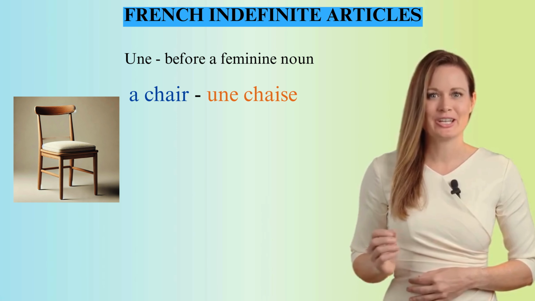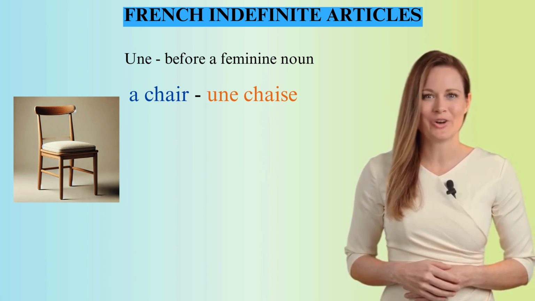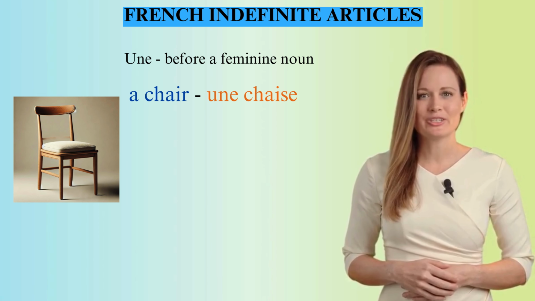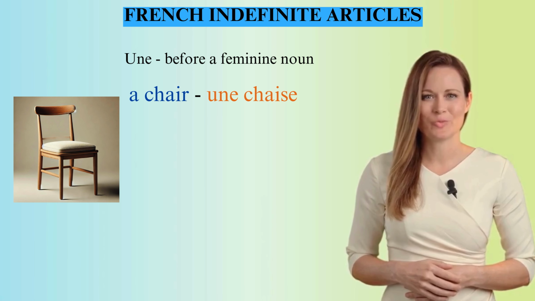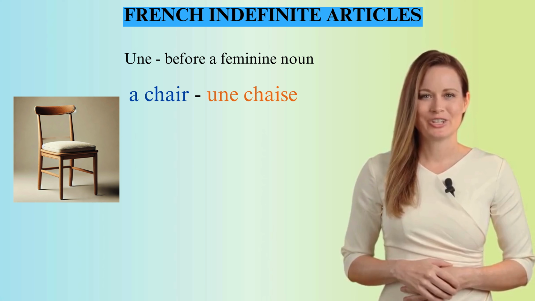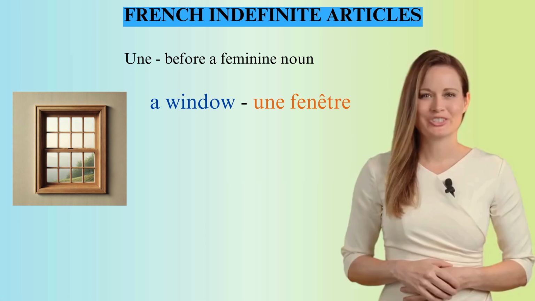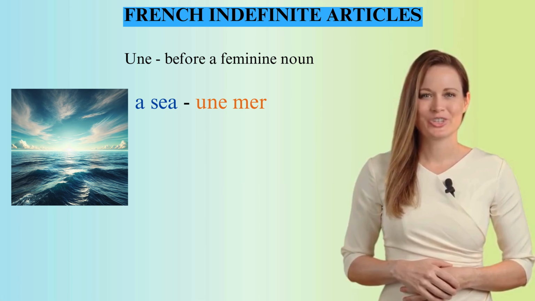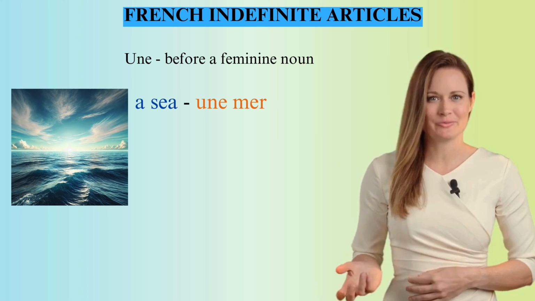If there is an e at the end, more likely it is a feminine noun. For example, a chair. In French we would say une chaise. A door, une porte. A window, une fenêtre.